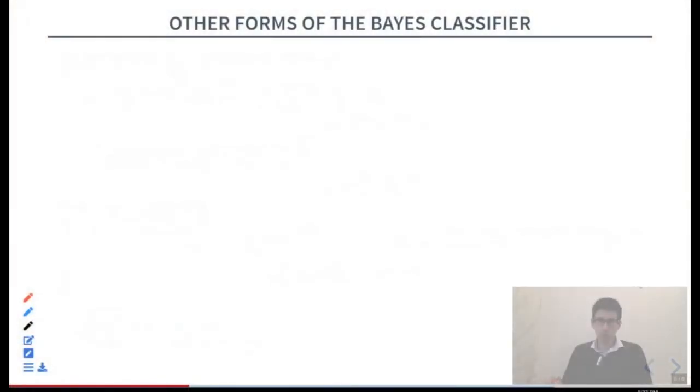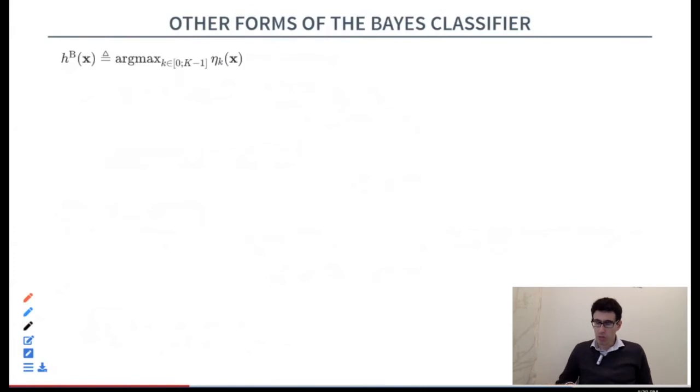We have seen the Bayes classifier in different contexts without talking about it as such. And I want to go over different forms that can show up in the literature and show you why they are equivalent. So the Bayes classifier, as we have derived it today, is of the form h_B(x) is the argmax over k from 0 to K minus 1 of eta_k(x).